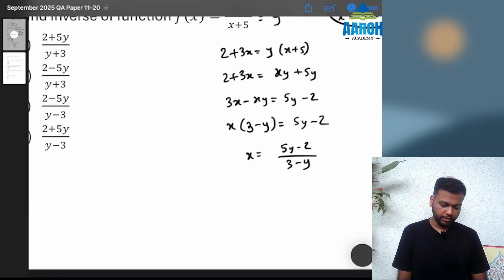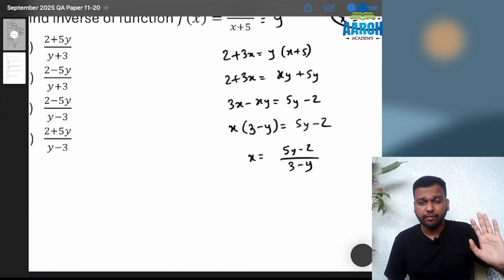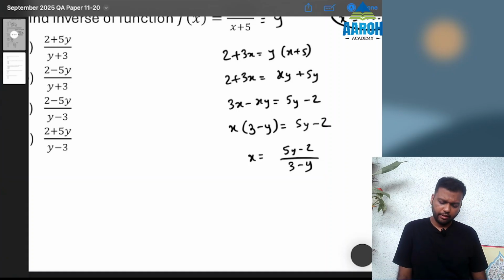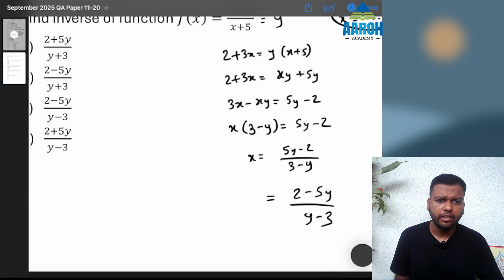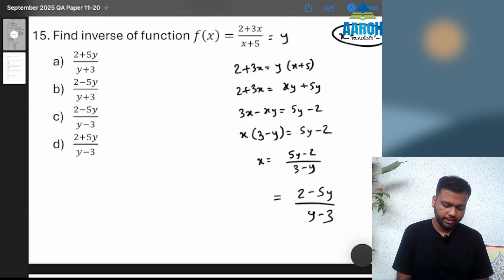If you check the options, they have not directly given this anywhere. But can I write it in opposite way? 2 minus 5y upon y minus 3. Why? Because I'm just multiplying both numerator and denominator by minus 1. So that is there in the options. Option C is the correct answer. 2 minus 5y upon y minus 3.